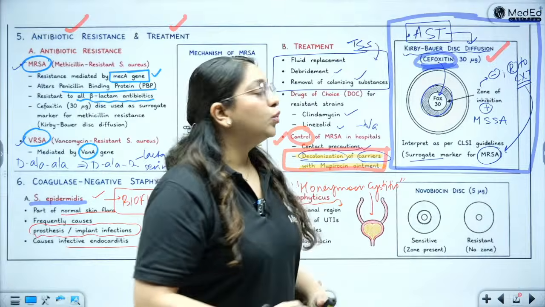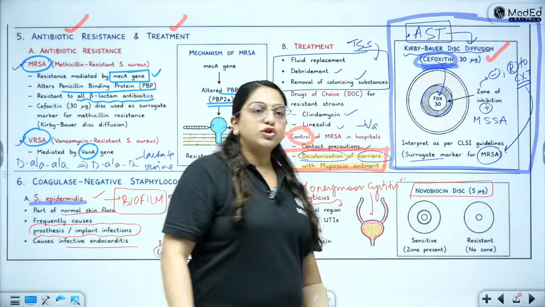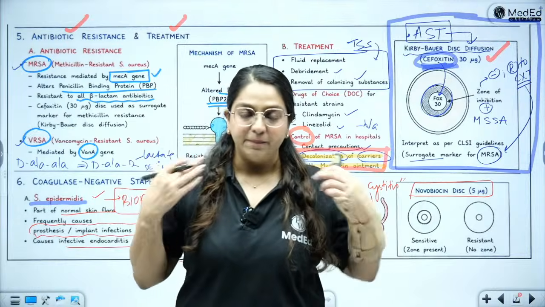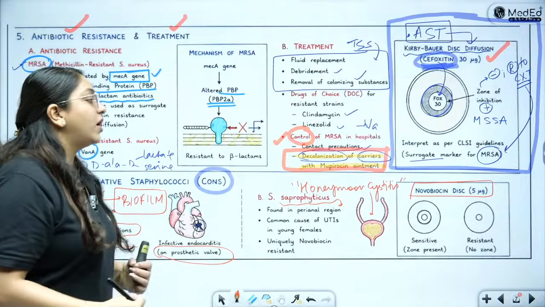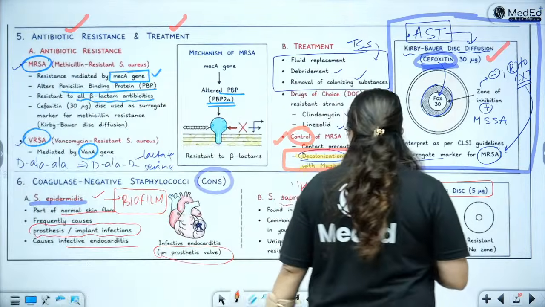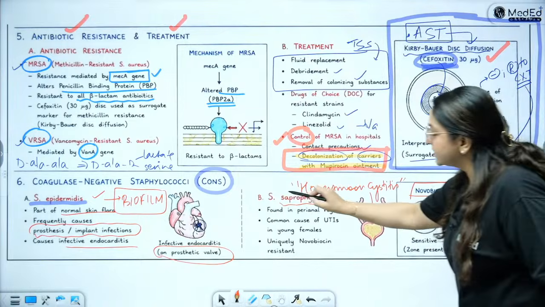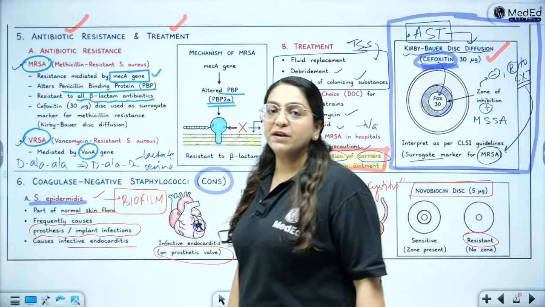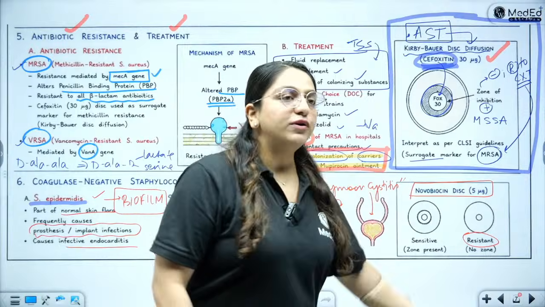By looking at novobiocin resistance. So I will put a novobiocin disc and show this novobiocin disc to both the bacteria. The bacterium which is resistant, if it is resistant, then it becomes your saprophyticus. Okay? Saprophyticus is resistant to novobiocin, whereas epidermidis is sensitive to novobiocin. That is how you differentiate between the two.